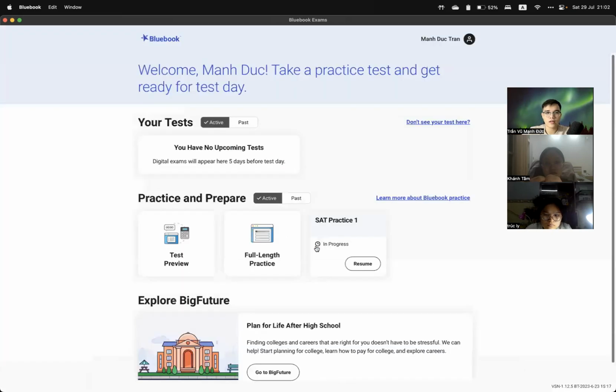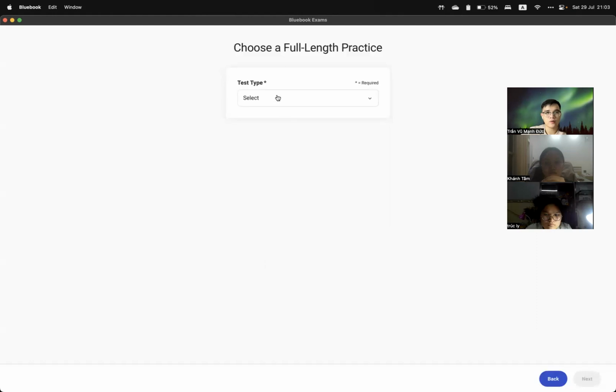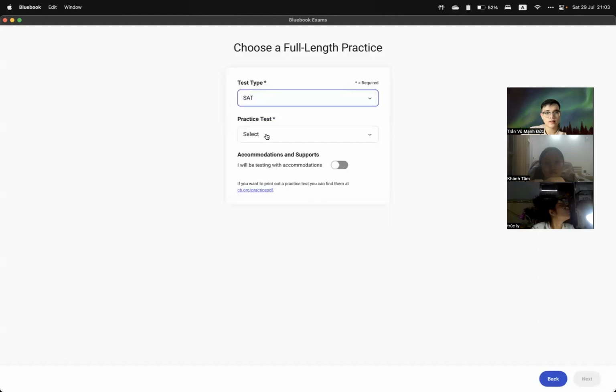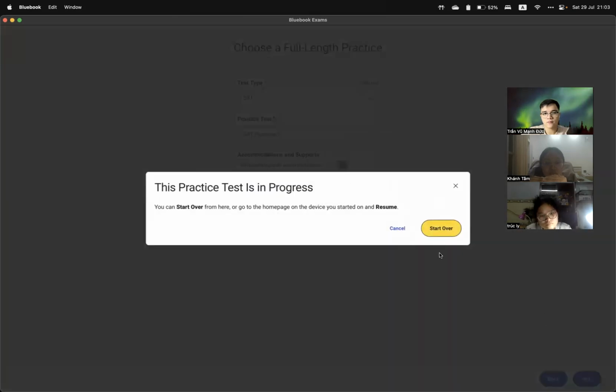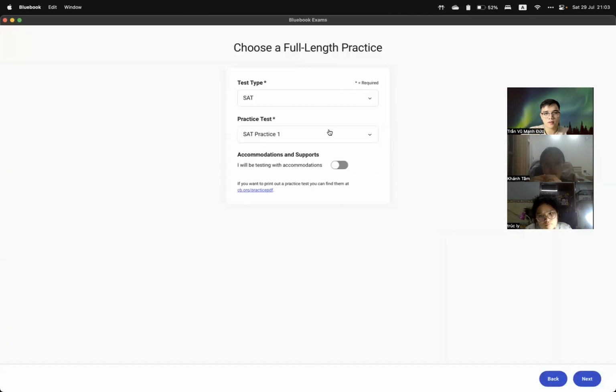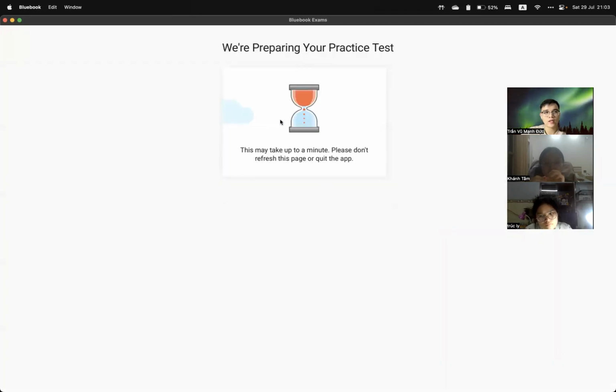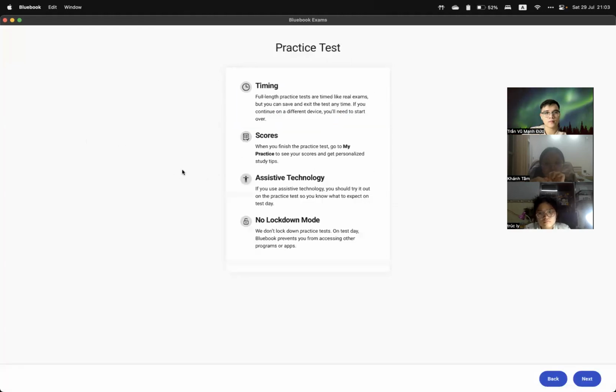Remember to log in, and there will be a timer here. Look, this is active. I tried it before. I'm going to click on this full length practice, and it will bring you a selection. SAT, select the very first practice test, okay? Start over, because I have already done it, so I'm going to start over, next, and it will give you the whole section, the entire thing, okay? So this will be the entry. All right, there's still no lockdown mode.